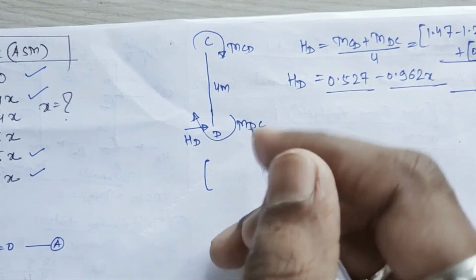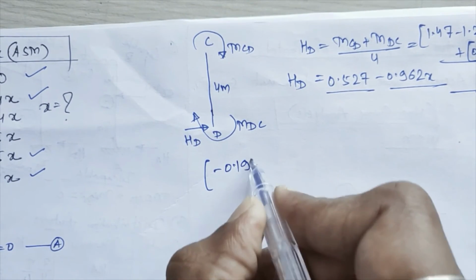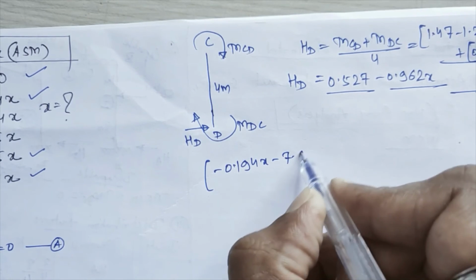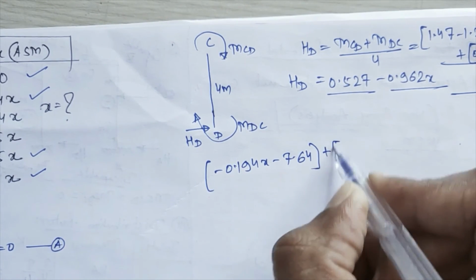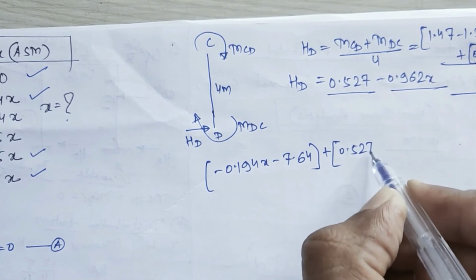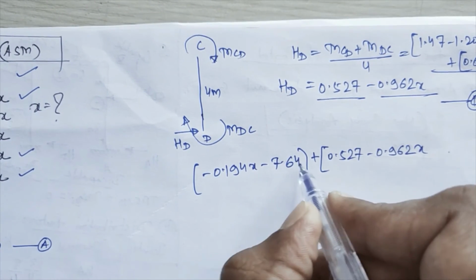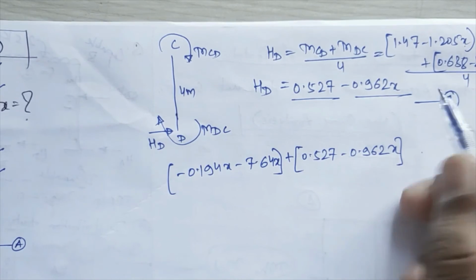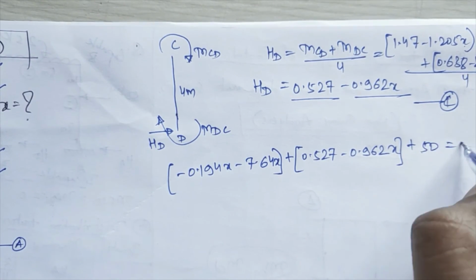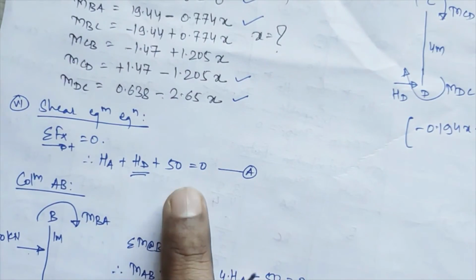So I get this as HA: I've got minus 0.194 of X minus 7.64 plus HD, 0.527 minus 0.962 of X plus 50 is equal to 0. In this equation I have substituted these HA and HD values.